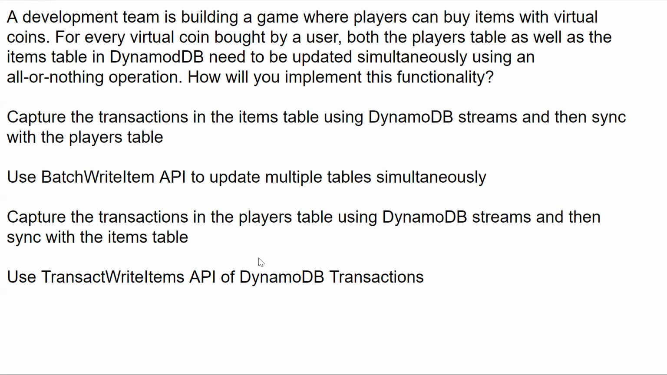Capture the transactions in the items table using DynamoDB streams and then sync with the players table. Use batch write item API to update multiple tables simultaneously. Capture the transactions in the players table using DynamoDB streams and then sync with the items table. Use transaction write items API of DynamoDB transactions.